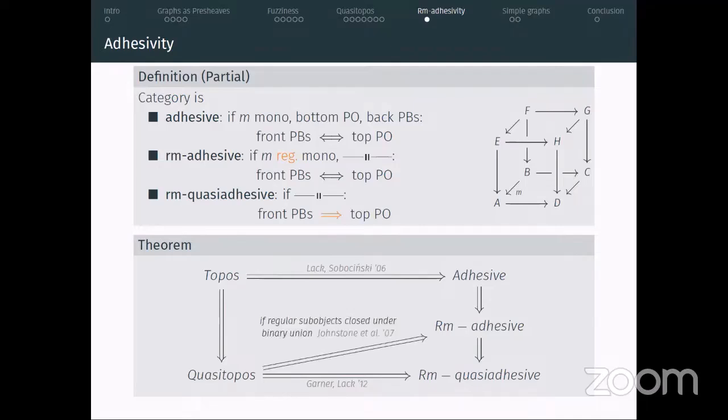For that, there is thankfully a nice criterion in the literature from Johnstone that tells you when you are in a Quasitopos, you just need to have some closure property on unions, and if it's satisfied, you are RM additive.